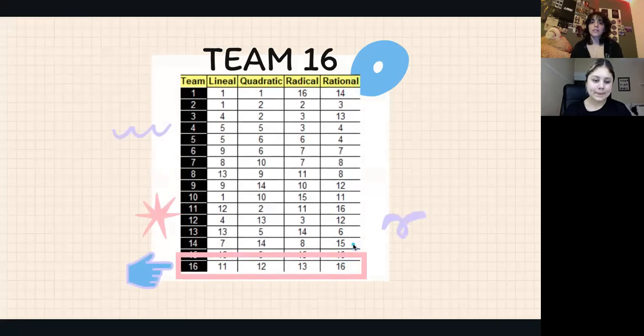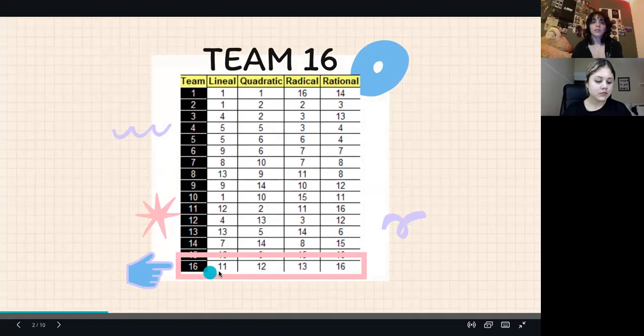So we're team 16, and that means we're presenting problem 11 in linear functions, 12 in quadratic functions, 13 in radical functions, and 16 in rational functions.